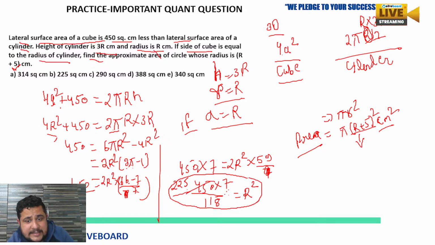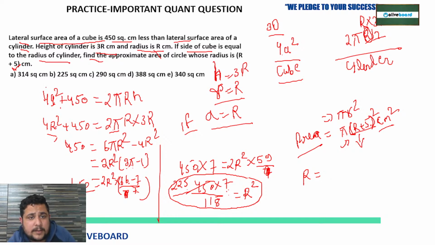225 multiply 7 upon 118. So you will get the value of r from here, and you can put this value. When you get the value of r, you will put it into this pi, multiply r plus 5 whole square.